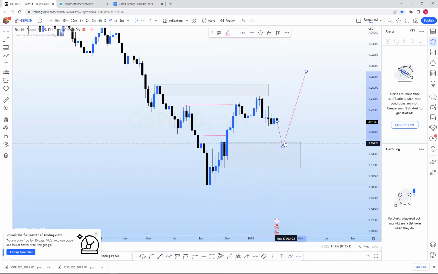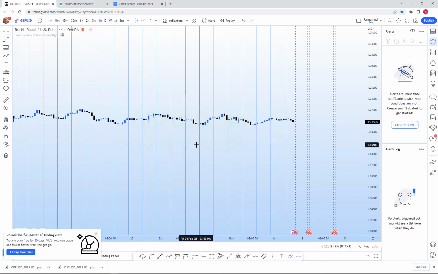So that was the understanding that we had, and we knew that of course the sellers are in control of this market. Having understood this, and having analyzed the daily time frame as we've already seen, we stepped directly to the 4-hour time frame.